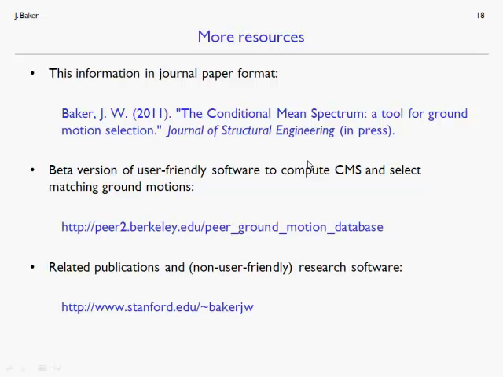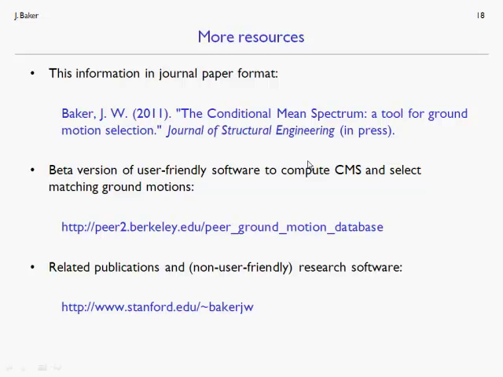Thinking of other resources for those of you who are interested in learning more about this procedure, the information I've presented in this presentation is also available in a journal paper. It's currently in press and will soon be published in the Journal of Structural Engineering, with the title given there on the slide.